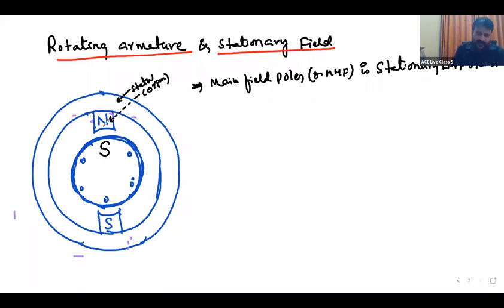So once these main field poles are stationary with respect to the stator, these armature poles also must be stationary. The main field poles are fixed to the stator, so they are stationary. Then the armature poles also must be stationary. These are the poles fixed to the stator, and these are the rotor poles. Once these are stationary, the other armature poles also must be stationary with respect to the stator.